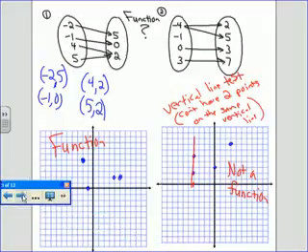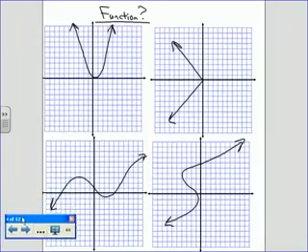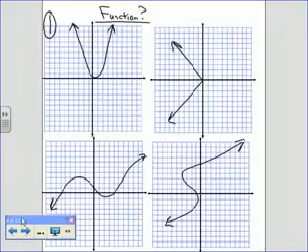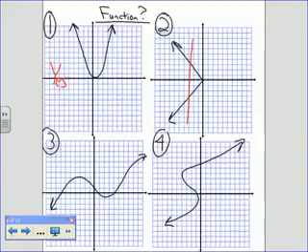Okay. So just taking a look at a couple graphs. Let me just number these so we can refer to them a little easier. So what do you guys think? Number 1, is that a function? Yes. Number 2, no, right? It doesn't pass the vertical line test. There's 2 points in the same vertical line. So we would say no.